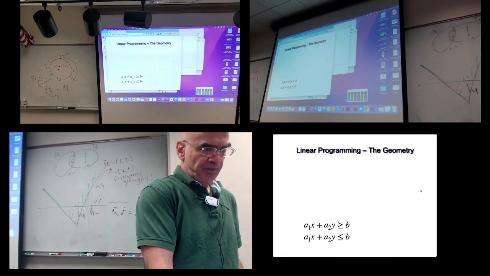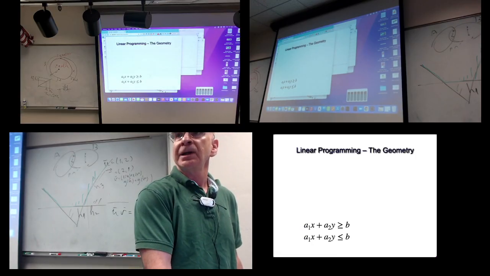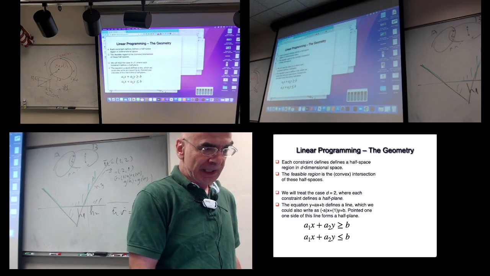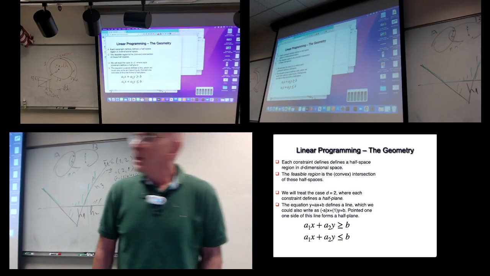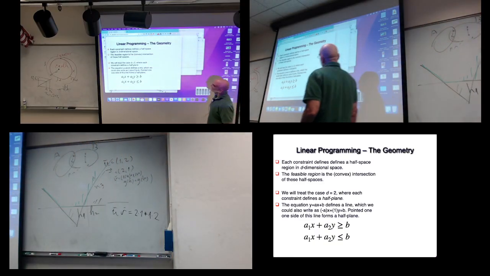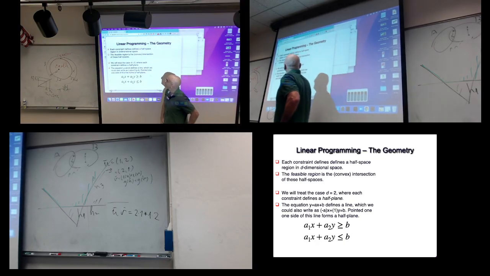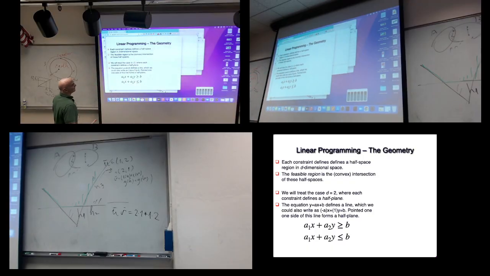So linear programming, the geometry, general x and y. You have two half planes, a1x plus a2y larger than b1, and another half plane. What happens with more types of foods with the same type of constraints: bananas, oranges, avocados? Each constraint defines a half plane in 2D.